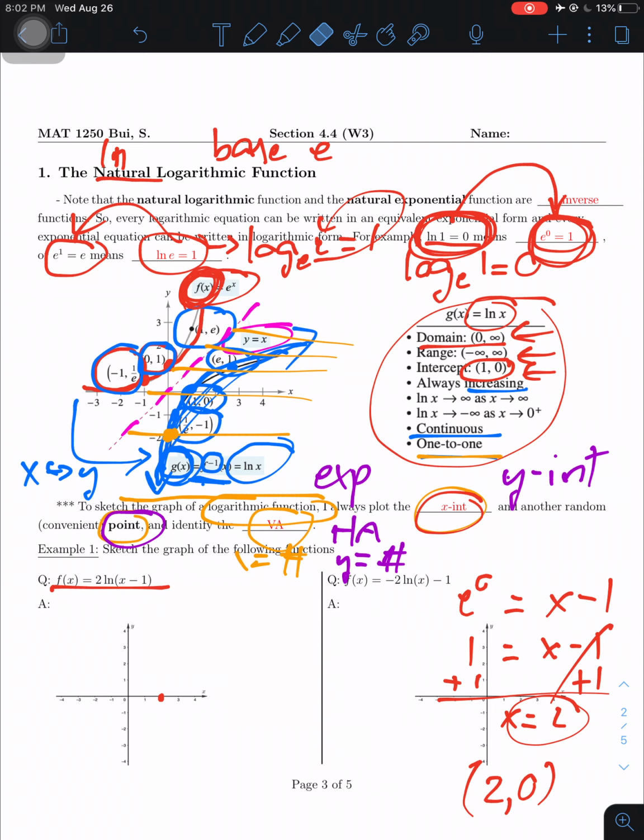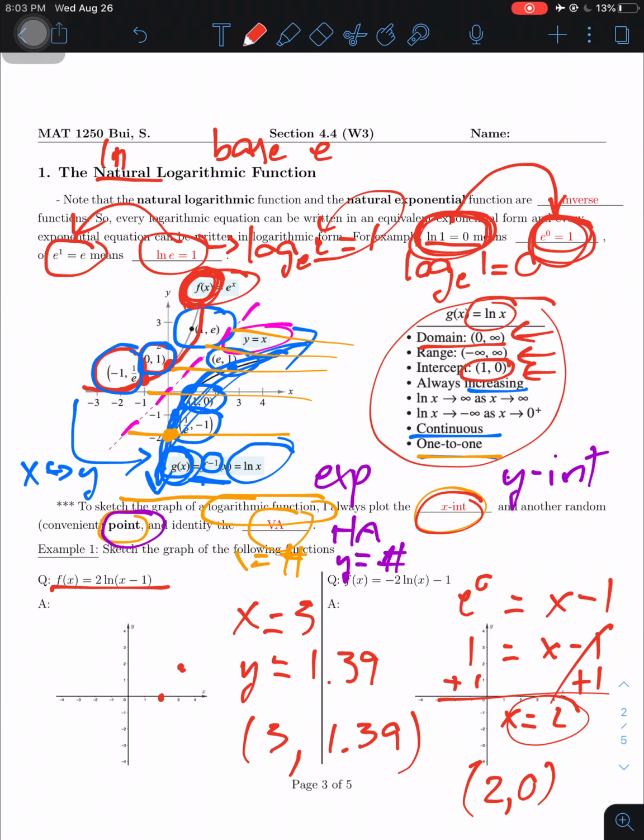Let's do x equal to, I don't know, 3 maybe. Okay, let's see if we're gonna get something different this time. Alright, so this time we're gonna do 2 ln of 3 minus 1. Okay, great, we have something different this time. We have 1.39 if you round it off, okay? So this is the point 3 comma 1.39, right? So we have 3 on the x-axis, and we go up 1.4. So it's gonna be like right here approximately.